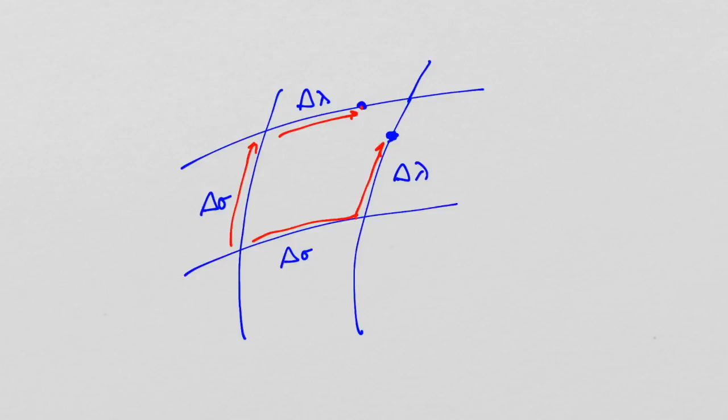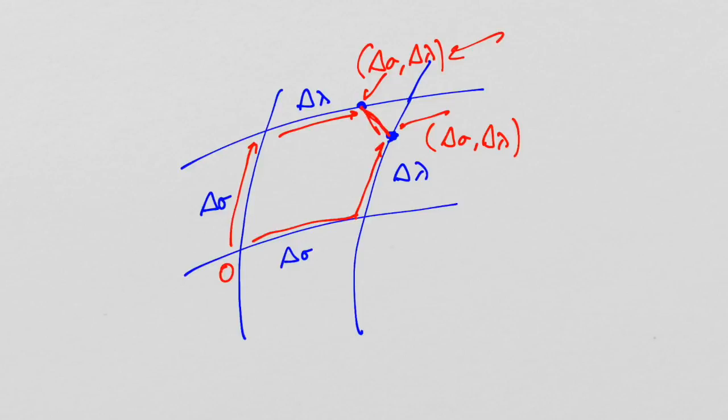If these curves were the coordinate curves of a coordinate system, and this was the circumstance, it just wouldn't work. Because if that was the origin of the system, then the coordinates of this point would be delta sigma, delta lambda, and the coordinates of that point would be delta sigma, delta lambda. It'd be the same coordinates, right? Both of these points would have the same coordinates, and there would be ambiguity. Your coordinate system would have a fundamental ambiguity in it. So the distance between these two has got to be 0.